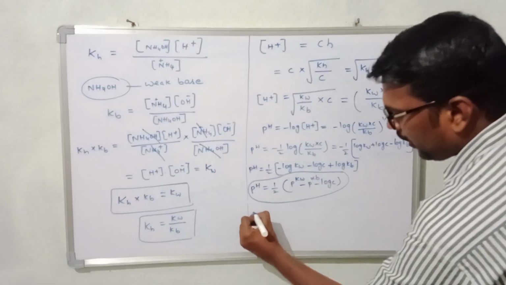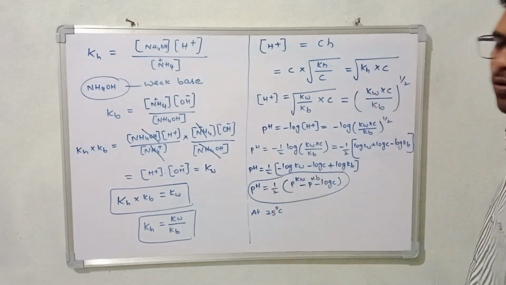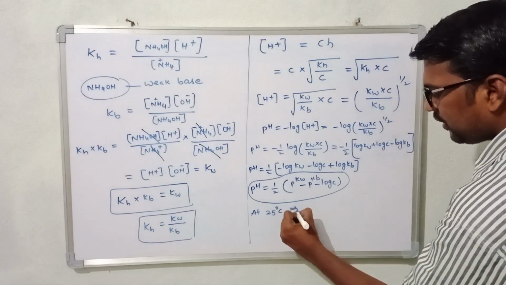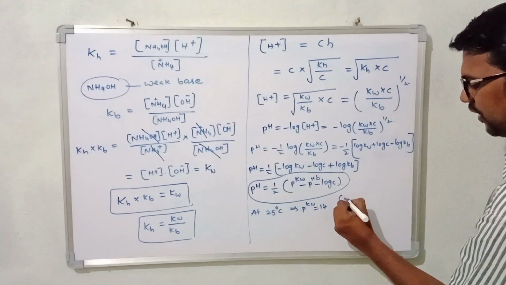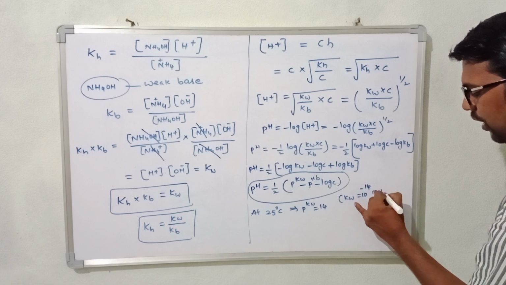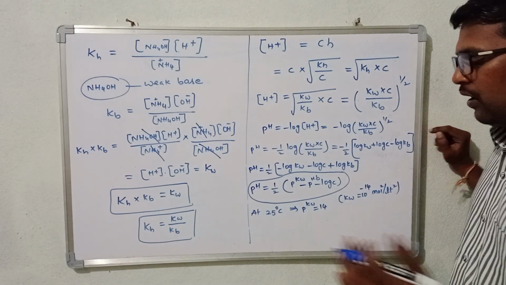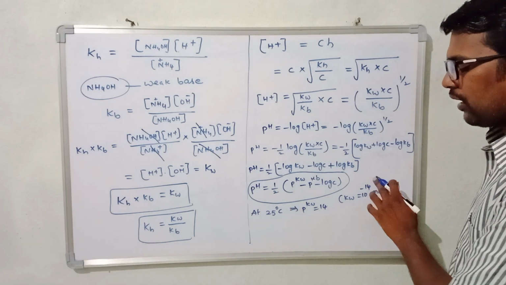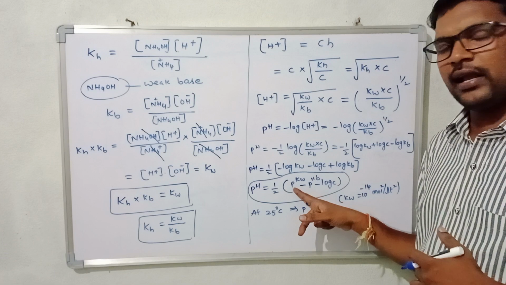Okay, right now you see, if it is given at 25 degrees temperature, that means nothing but room temperature. At room temperature, in that condition the pKw value is 14, because your Kw value is 10 power minus 14 mole square per liter square. So at room temperature, Kw is 10 power minus 14, which means pKw can be taken as 14. So here you take 14.